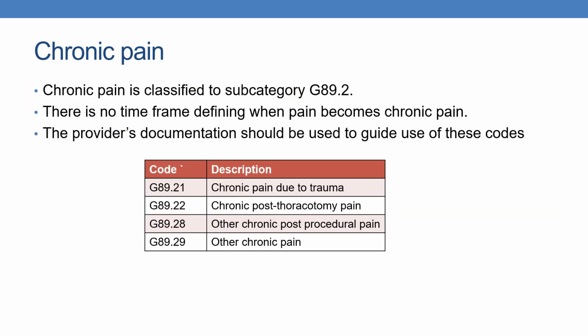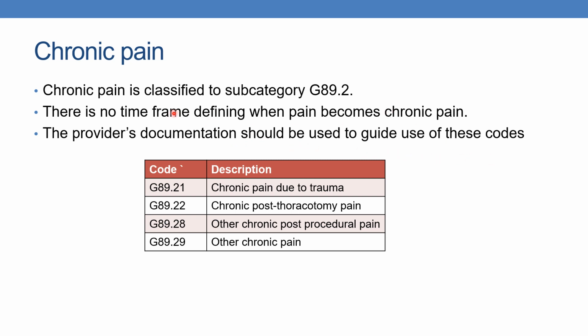Now coming to chronic pain. Chronic pain is classified to subcategory G89. One important tip is there is no time frame defining when the pain will become chronic. So we should not make any assumptions that the pain is chronic or acute. We have to check the physician's documentation. When the physician documents it as chronic pain, then you need to code chronic pain only. And the provider's documentation should be used to guide the use of these codes.